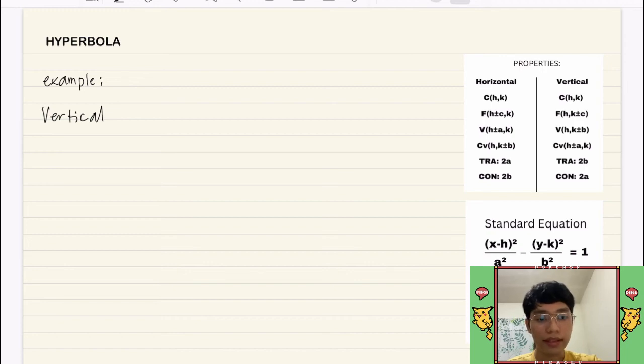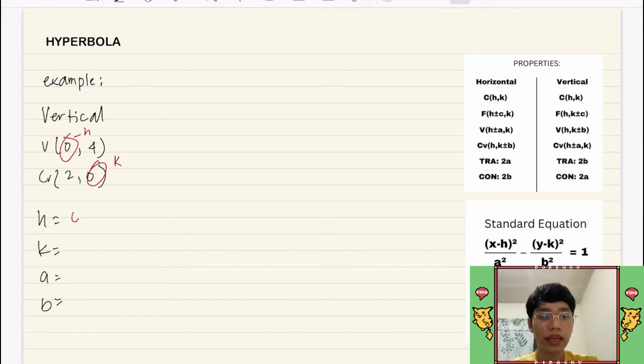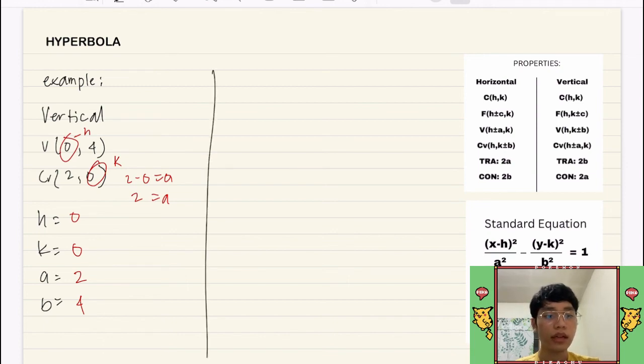So the given axis is vertical. The vertex is (0, 4). The endpoints is (2, 0). So given these properties, we can easily identify h, which is equal to 0, k equals 0, a equals 2, and b equals 4. So now that we identified the parts, we can now move on to the standard equation.